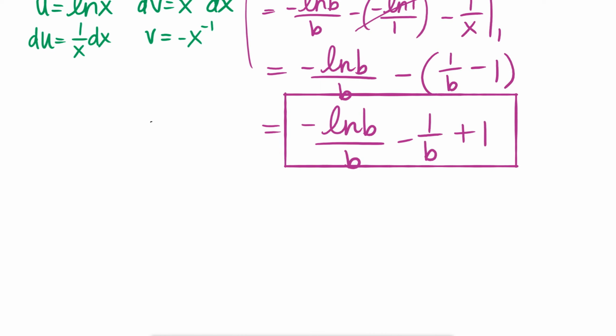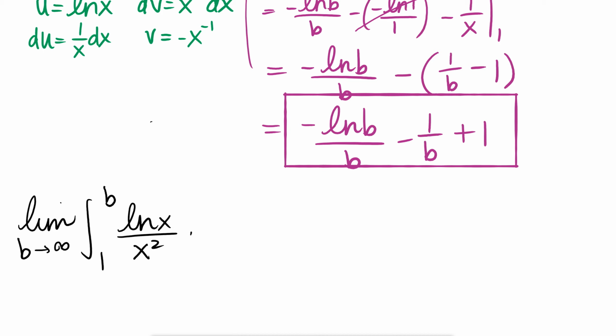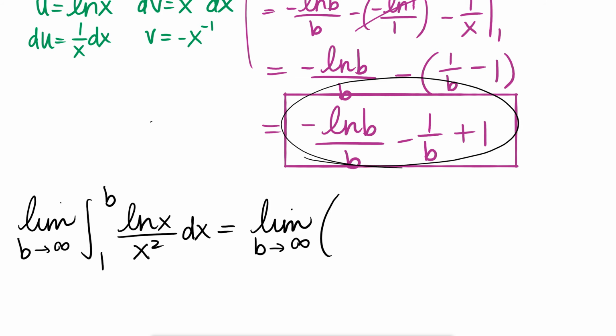So let's rewrite everything just so that we know what we're doing. We want the limit as b approaches infinity of the integral from 1 to b of natural log of x all over x squared dx. We found that definite integral, so I have the limit as b approaches infinity of negative natural log of b all over b, minus 1 over b, plus 1.